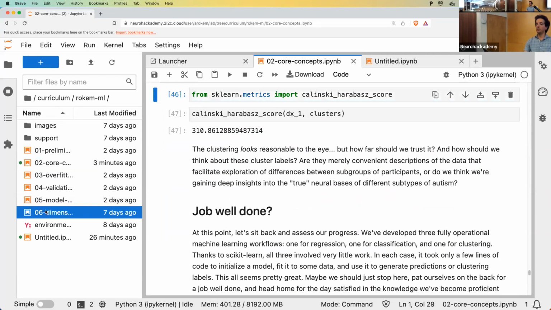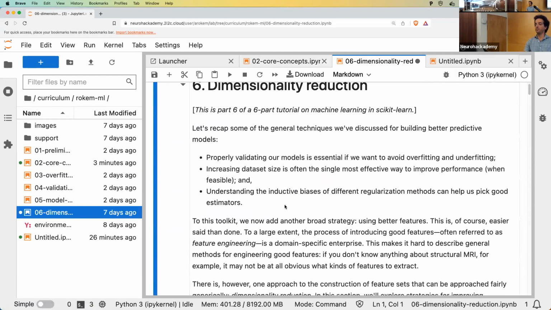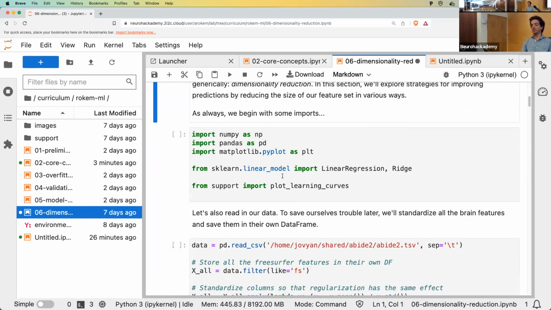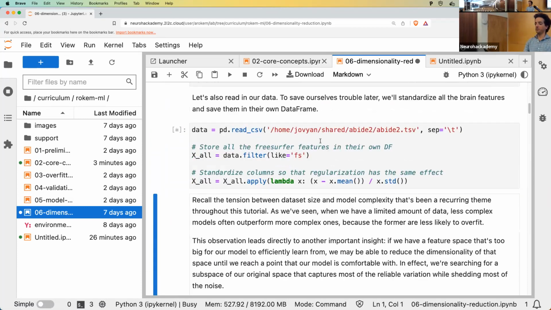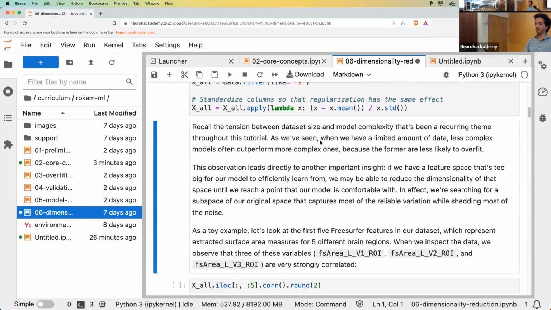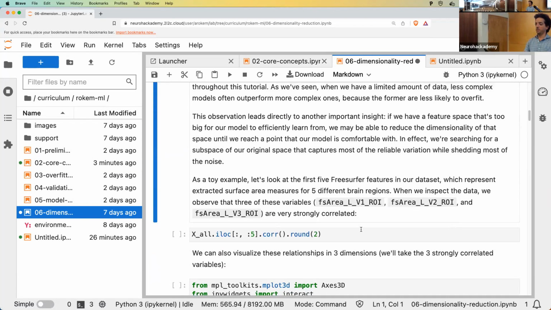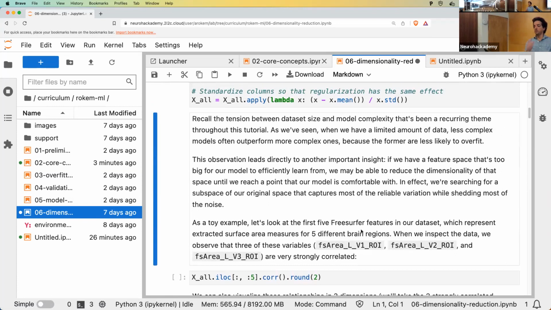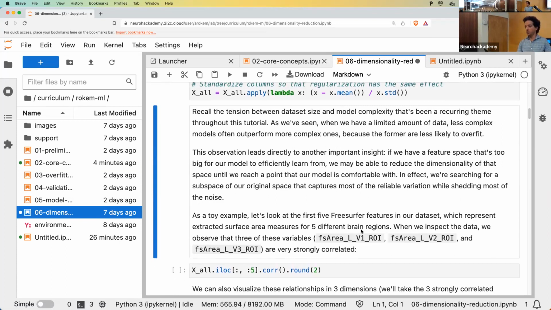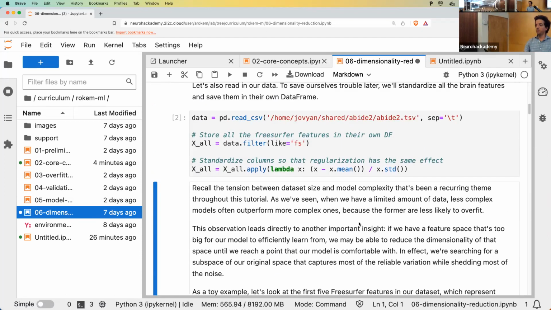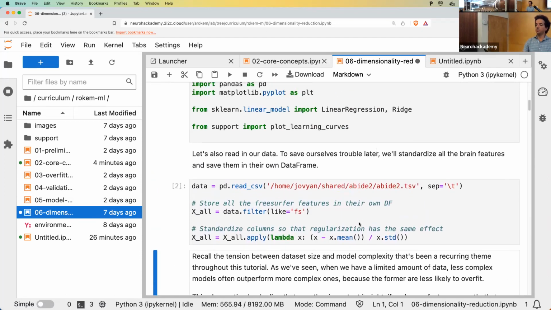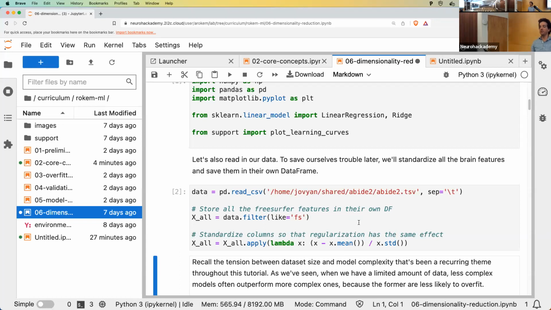Let me move on to dimensionality reduction. Okay, so this was after everything else. We started with, or we got here after doing linear regression and doing regularized regression as well.